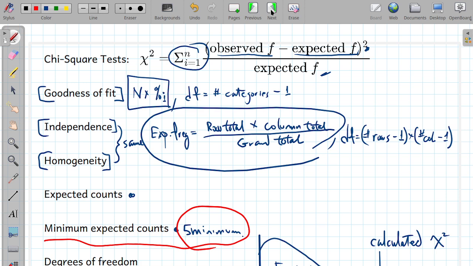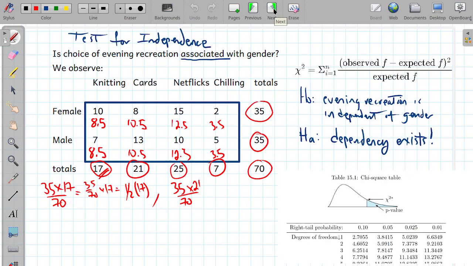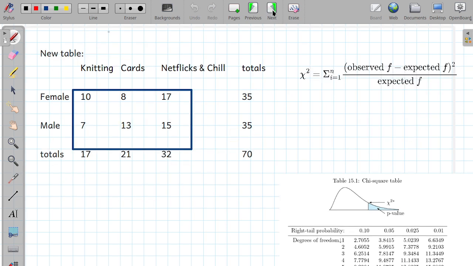Now, how do you handle that? Well, that's what we're going to do in this example. What you do is you combine. So here we have categories for recreation: knitting, playing cards, watching Netflix, or simply chilling. But this is too small. So, of course, it only makes sense then to combine Netflix and chill into one.